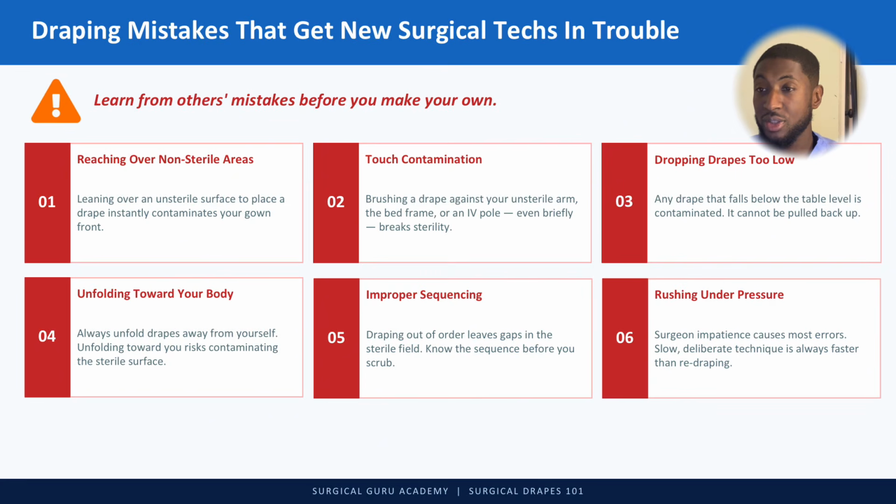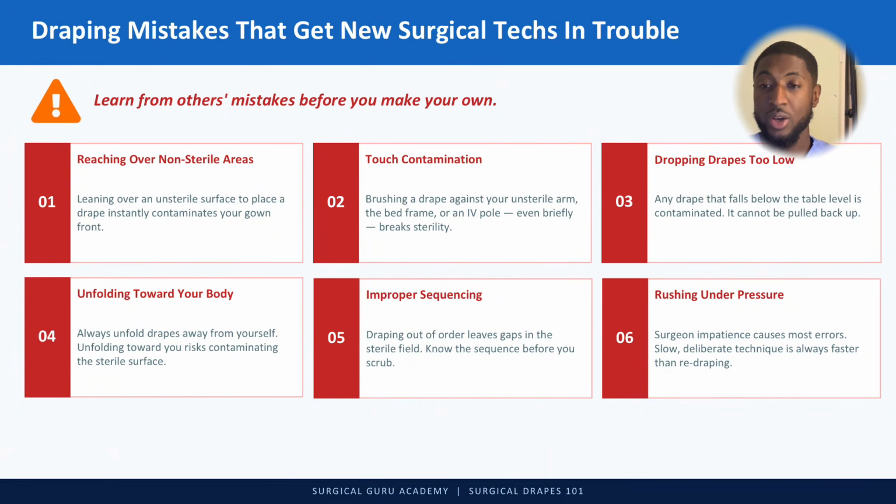Touch contamination. Brushing a drape against an unsterile arm, bed frame, or IV pole, even briefly, breaks your sterility, and then you need to throw it out. Dropping drapes too low. Any drape that falls below the table level is contaminated. It cannot be pulled back up because it's already unsterile.